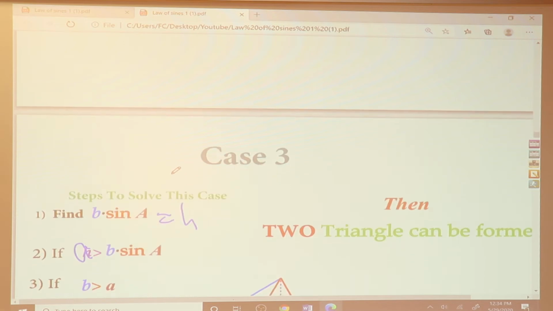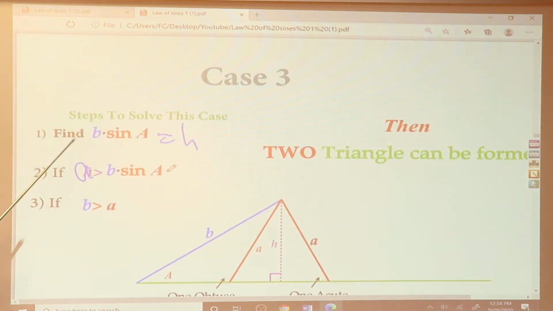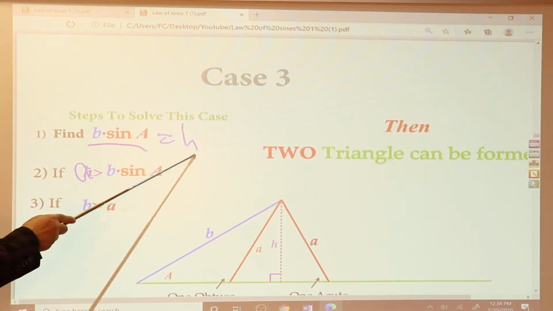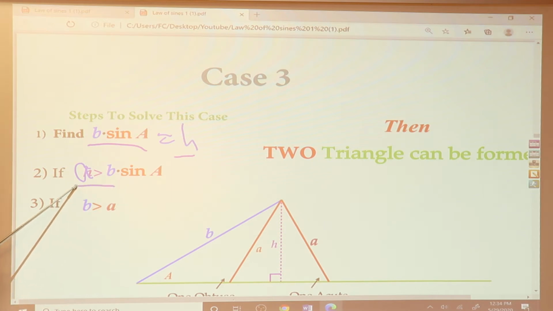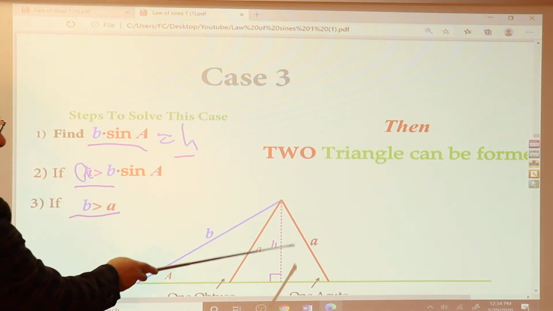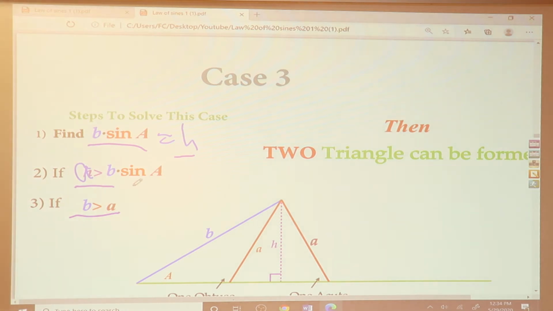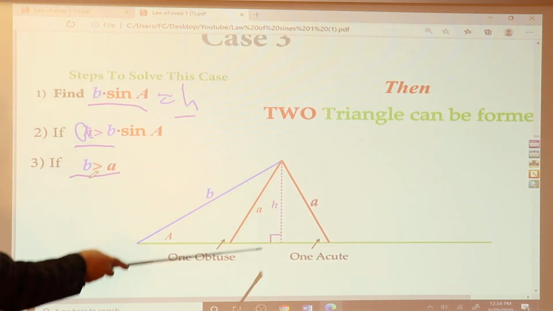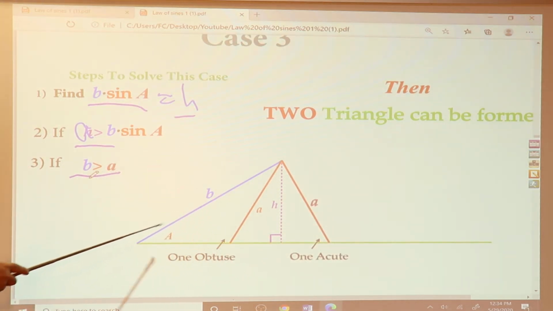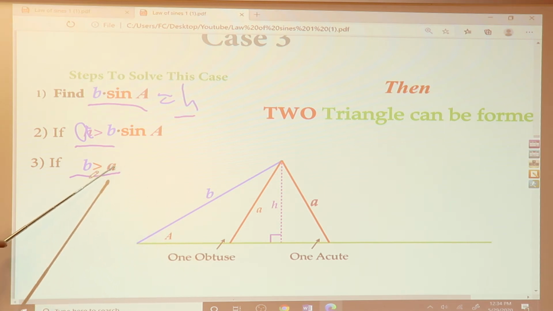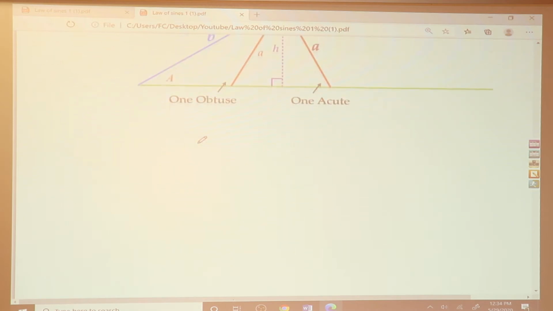Go back to my tube, just case 3. If b sine A, the same thing, equals h, but here we have a greater than b, then a is greater than the height. a has to be greater than the height, and a less than b, that's two triangles. That's what I'm going to do today.